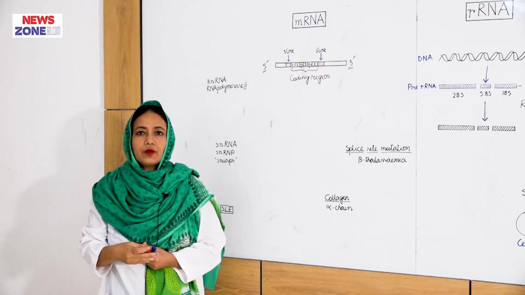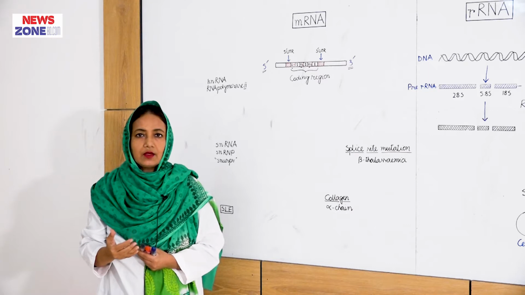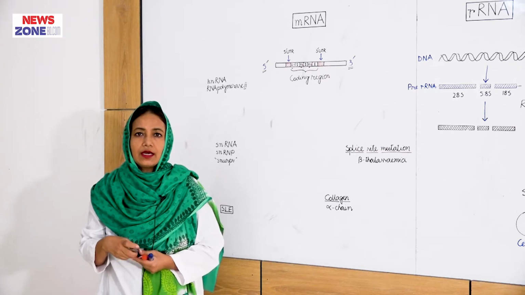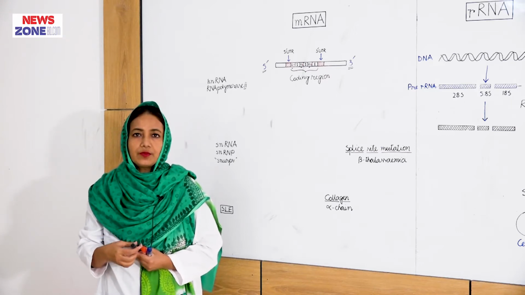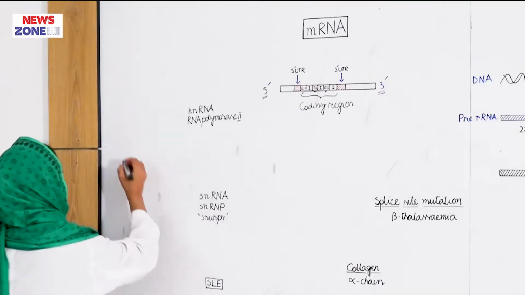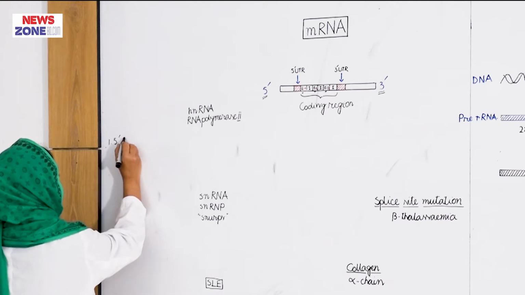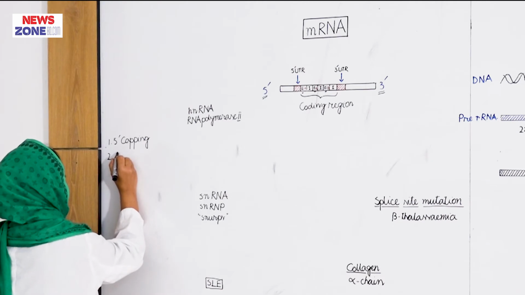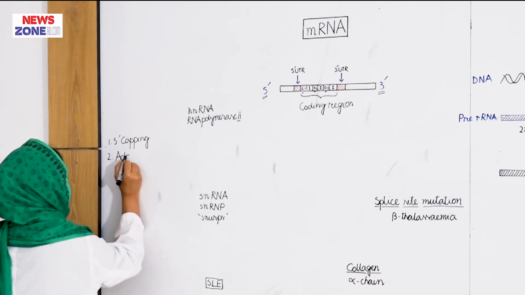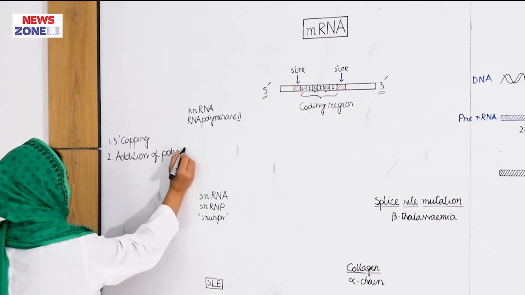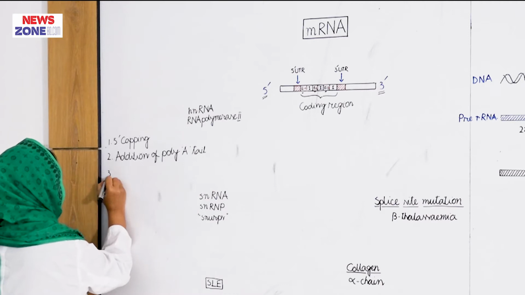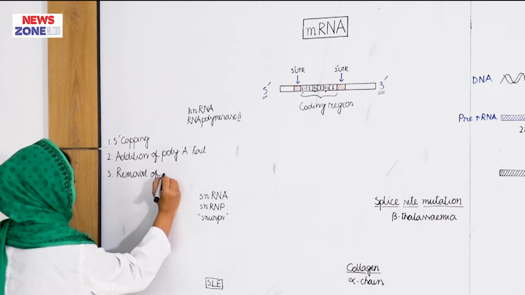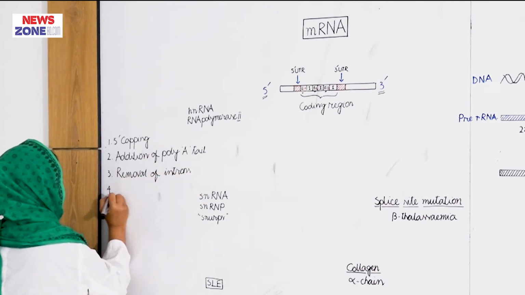A primary transcript of messenger RNA is the initial linear RNA copy that is synthesized by RNA polymerase II, known as heterogeneous nuclear RNA, that undergoes extensive post-transcriptional modifications. These are: number one, the 5' capping; number two, the addition of poly A-tail; then the removal of introns; and the last one is the splicing.